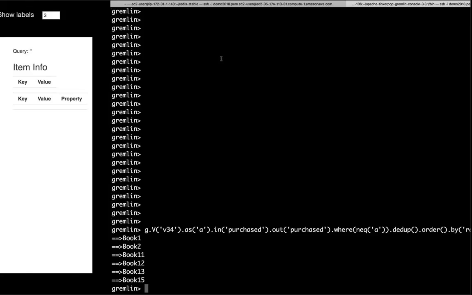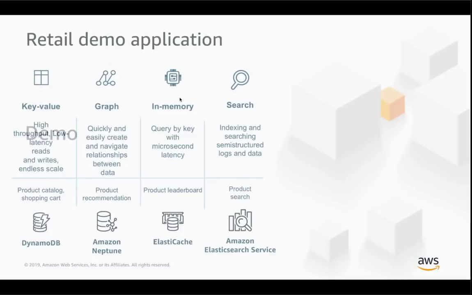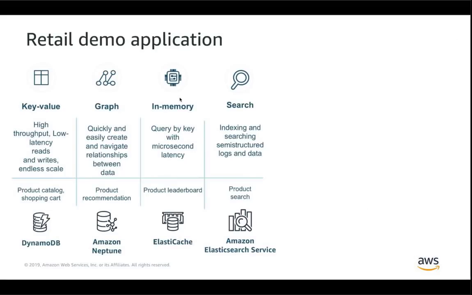All right. So within the application, we looked at one. To us as an end user, it looks like a very clean, presented application, but behind the scenes, we're using multiple different purpose-built databases to be able to provide our end users the best possible experience so that we don't have to compromise on functionality, performance, or scale. So we use DynamoDB for our product catalog, Neptune for recommendations. We use ElastiCache and Redis for our product leaderboard. We use Amazon Elasticsearch Service for our product search.